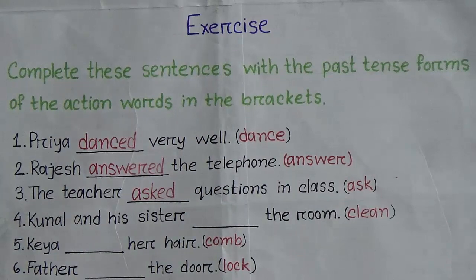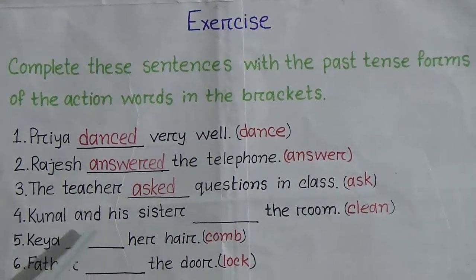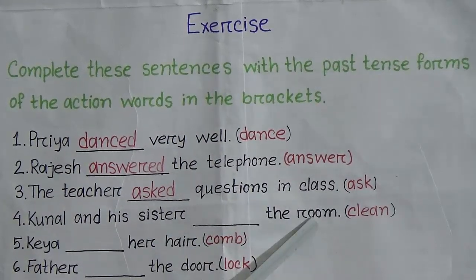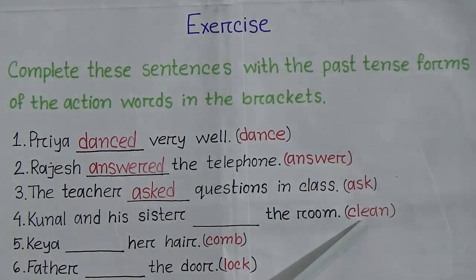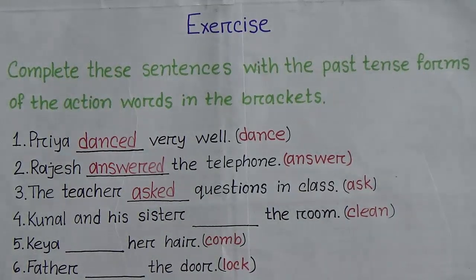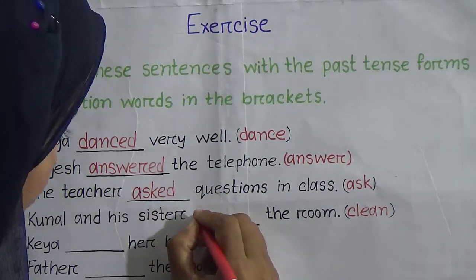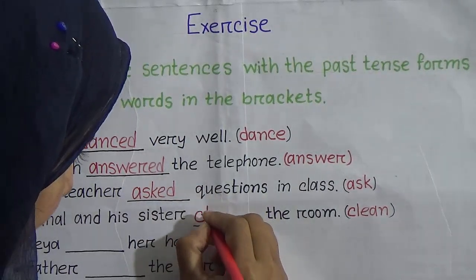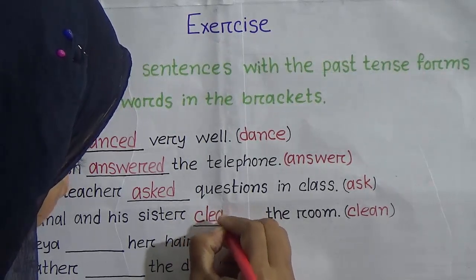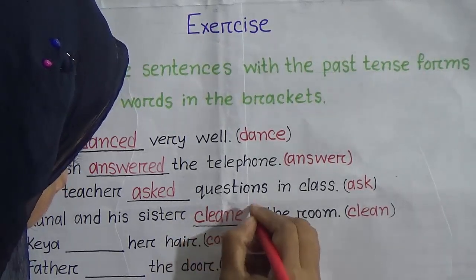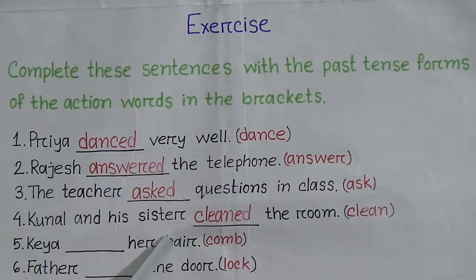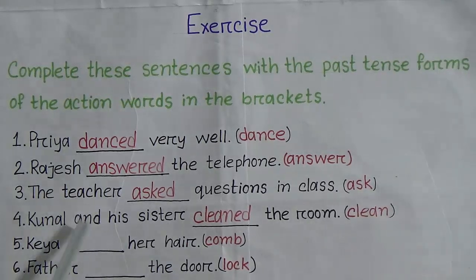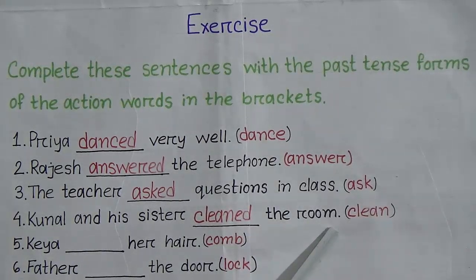Now come to number 4. Kunal and his sister dash the room. In the bracket we find the word clean. So the past form of the word clean is cleaned. We have to put ed at the end of the word. Then the word will be C-L-E-A-N-E-D. Cleaned. Kunal and his sister cleaned the room.